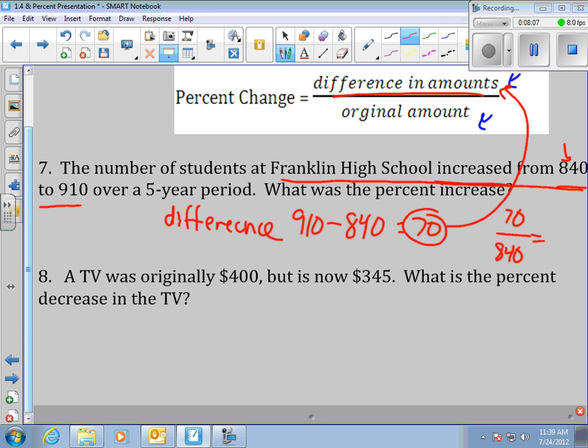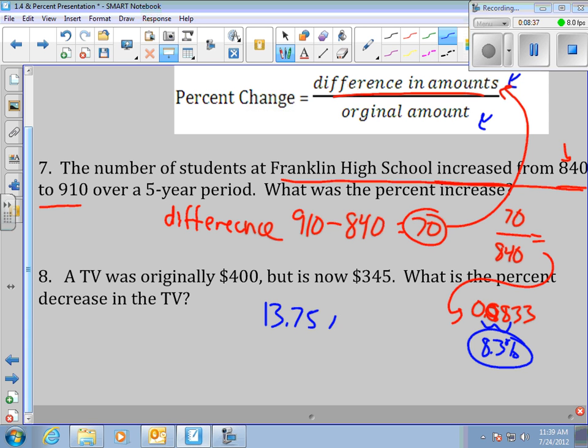You end up with 0.0833. So this is my decimal amount. Now changing it to a percent, I move my decimal 2 times, and I end up with 8 point, if we're going to round it to the nearest tenth of a percent, 8.3%. I'll let you guys try number 8. You should get 13.75%, which is a very good answer, or if you round it to the nearest tenth of a percent, 13.8%. Either one of those is fine.